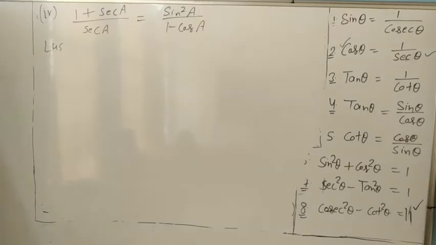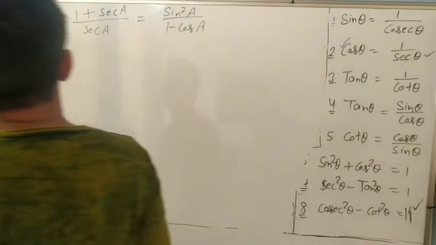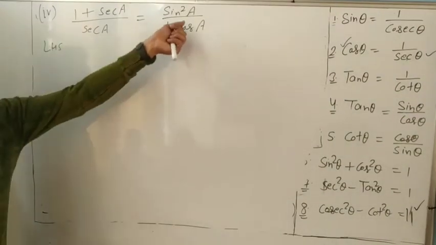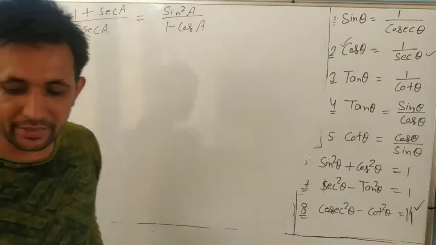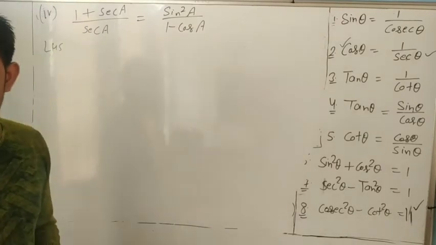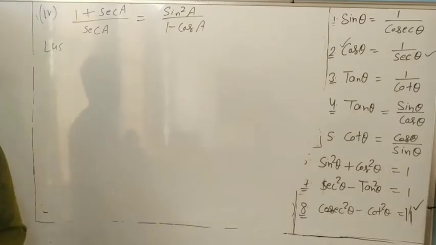Look at now. Now, dear, fourth part. (1 plus sec a) divided by sec a equals sin square a upon 1 minus cos a. It is the fourth part already given in the question, dear. Hint is also given: simplify the left hand side and right hand side respectively.